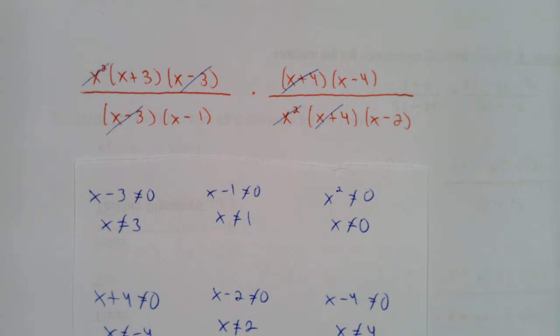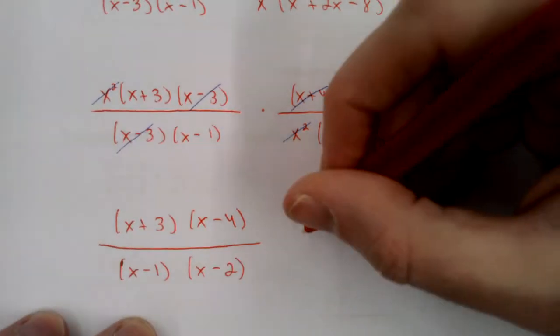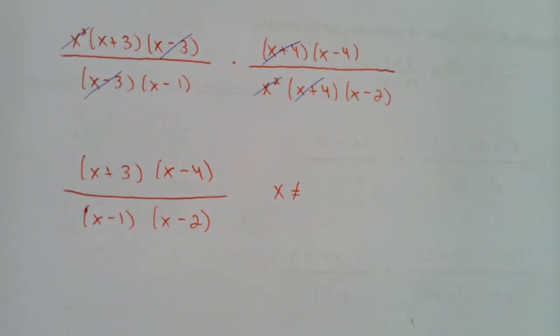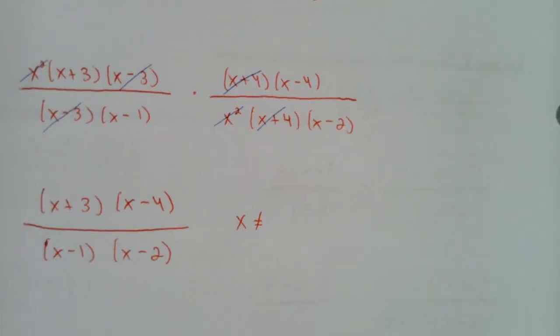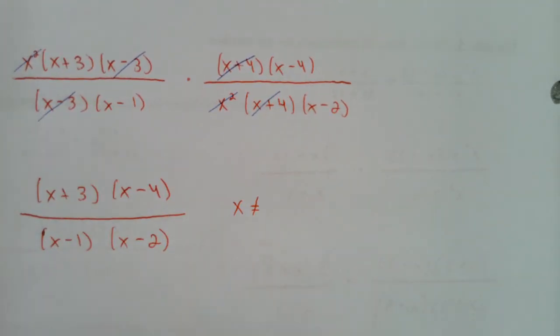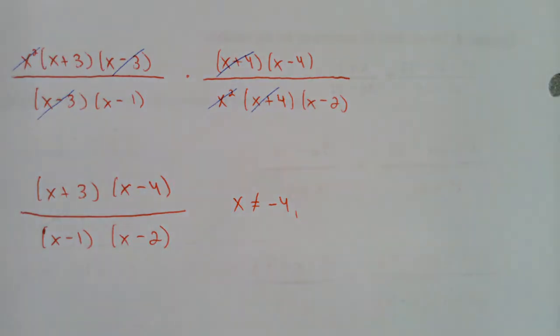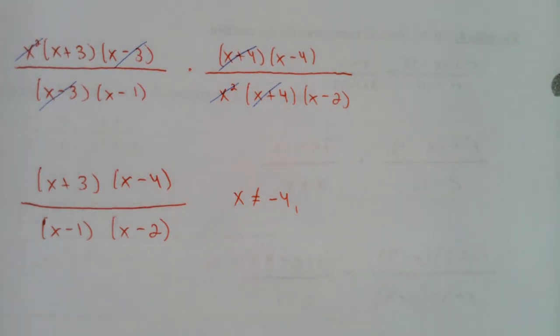So it looks like we have 6 restrictions total. Going in order, I like to go smallest to biggest, so I'll say x cannot equal negative 4. Then we had 0, 1, 2, 3, 4.